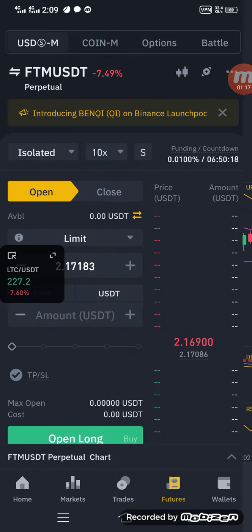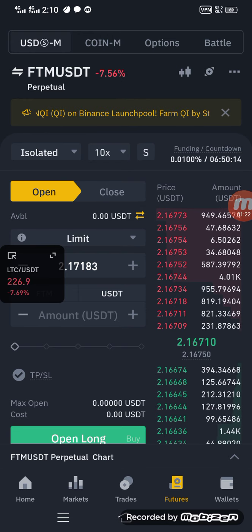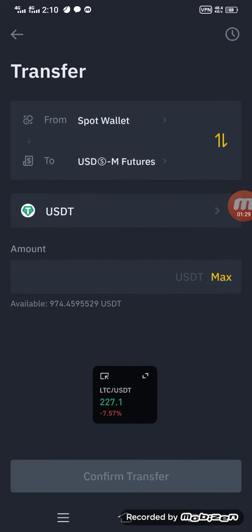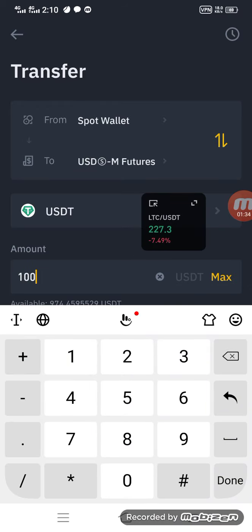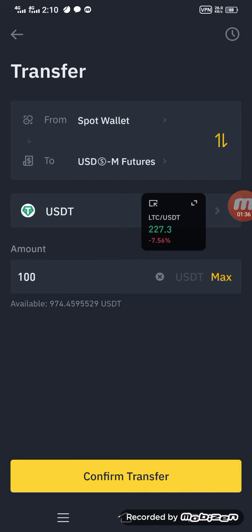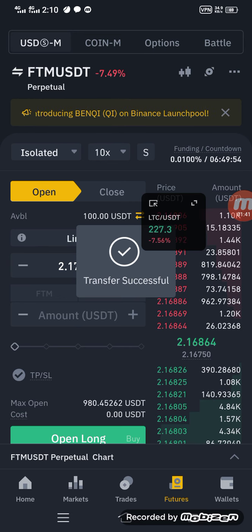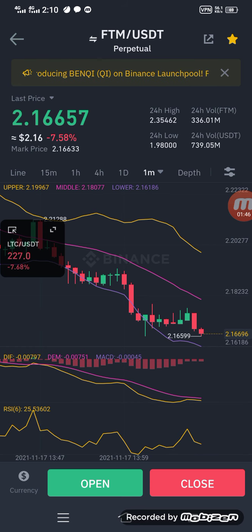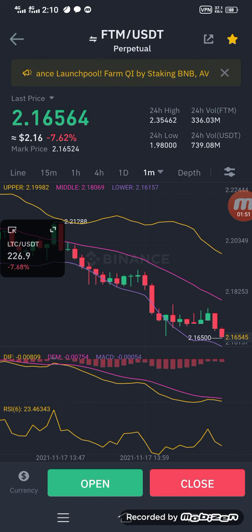First I will go there and come here to transfer my funds. Wait, I will bring my fund here, just 100, okay, 100 from my spot. You can also transfer your maximum here. I bring it here, and it's available now. But if you see that trend line, it's still dumping and dumping.